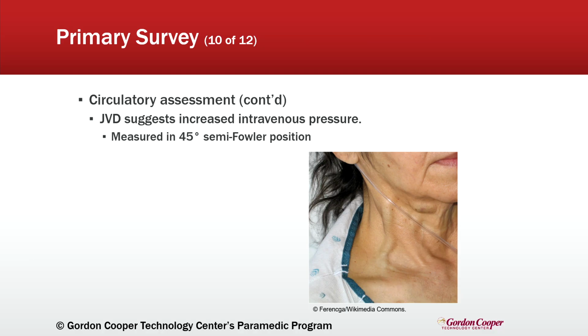Now typically JVD is best assessed when that patient is in a 45-degree semi-Fowler position. That may be challenging, however, with some of these patients, because if spinal precautions are in place, it's going to make it a little bit harder to do that. Now, if you don't observe JVD in the supine position, along with other physical findings, it may suggest a hypovolemic state. So that indicates low blood volume that requires some immediate attention.